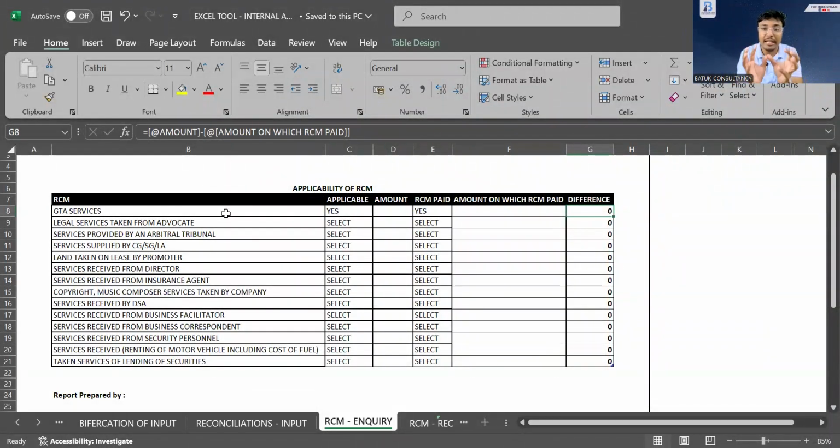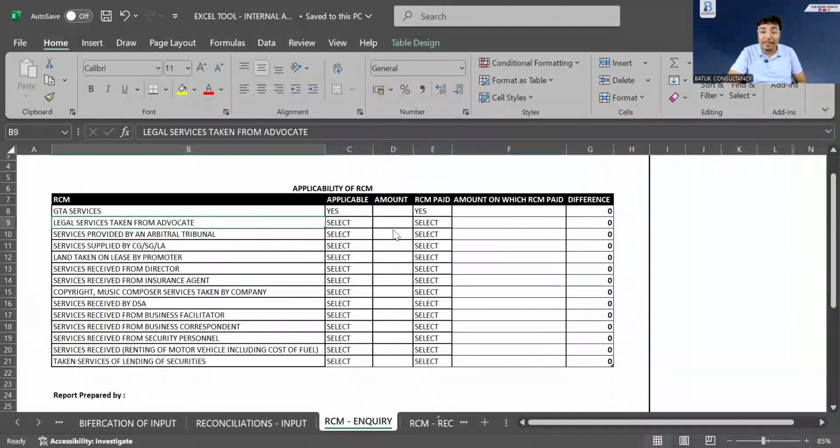Through this particular type of reconciliation, we are going to reconcile the expenditure in my profit and loss account with the expenditure for which I have made the payment of reverse charge mechanism in my GSTR-3B return. That is the purpose of GTA services and the reconciliation thereof. Next, legal services from an advocate. Suppose during the financial year, the person has booked in the profit and loss account an expenditure called legal services, advocate fees. In that case, we just need to ensure whether RCM has been paid or not.